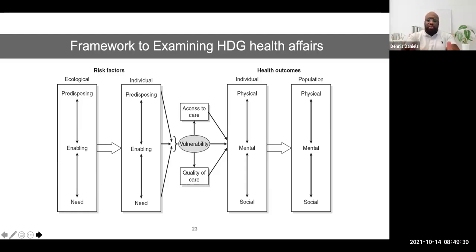And so this vulnerability framework has us understand that the more vulnerability traits a person has, the worse their access to care and their overall health status will be. Not a perfect model, but certainly one that's utilized widely by a number of health agencies.